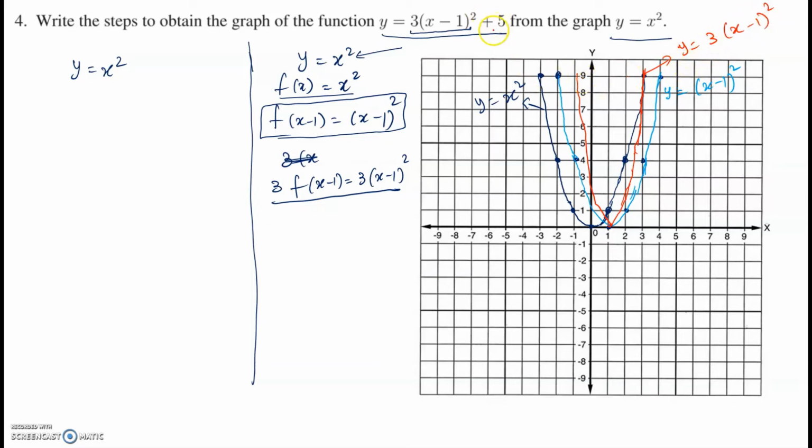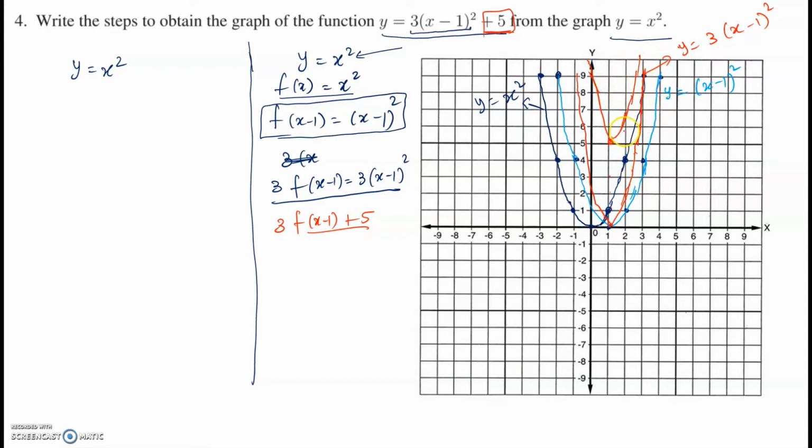And then you have to add 5. So when you say 3 times f of x minus 1 plus 5, then this curve will get shifted 5 points upward because it's plus 5. So 1, 2, 3, 4, 5. So it will go here and it'll get shifted up here by 5 points. So that's our new curve.